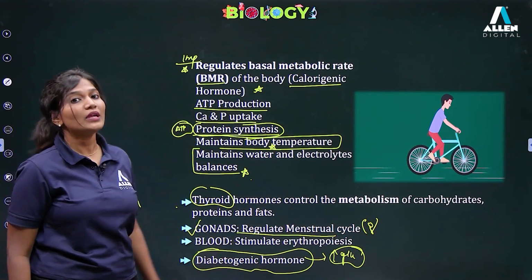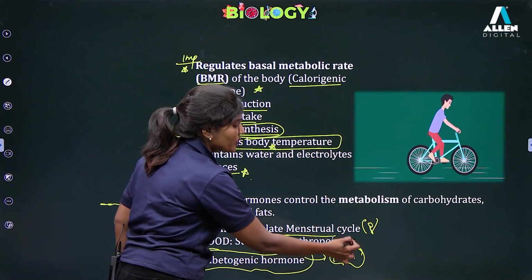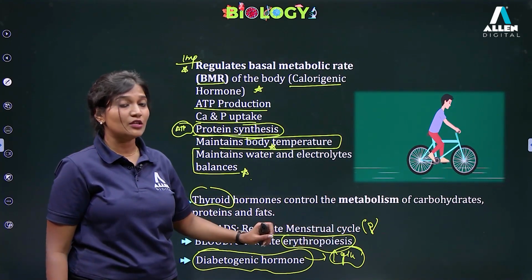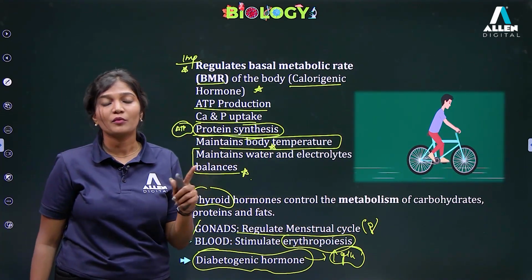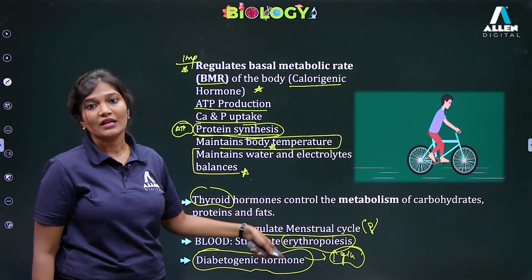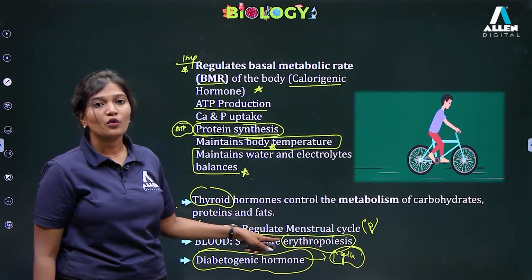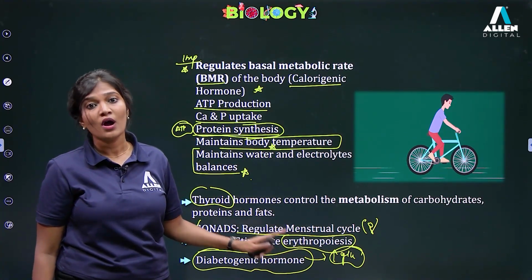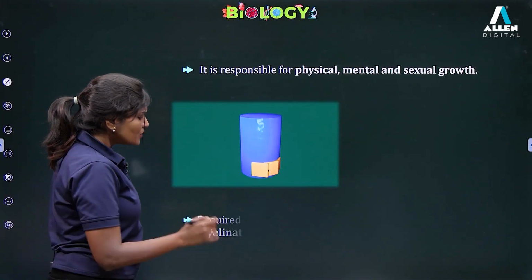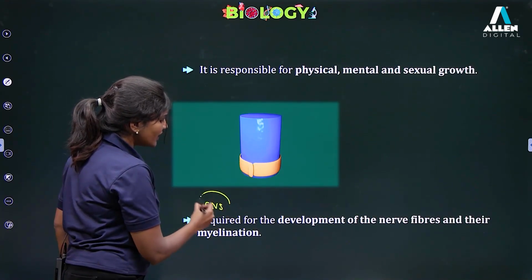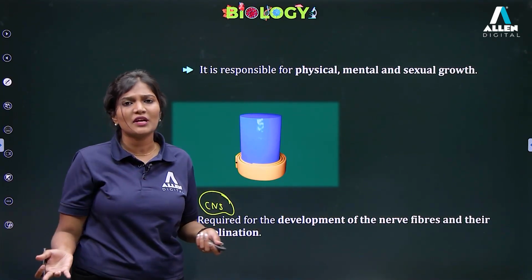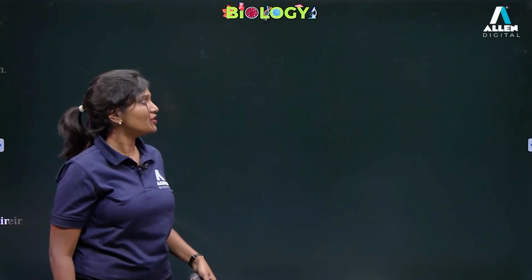And it is also involved in a process called erythropoiesis. Poiesis means formation, erythro means RBC. So it is involved in the formation of RBC also. So these are some of the points that you have to remember for the examination: BMR, body temperature, calorigenic effect, and it's a diabetogenic hormone, and it is involved in regulating your menstrual cycle and also RBC production. Apart from that, there are several other functions, and the most important function is that it is involved in the maturation and development of your central nervous system. Because it is maintaining the basal metabolic rate, ultimately it's going to do this function.